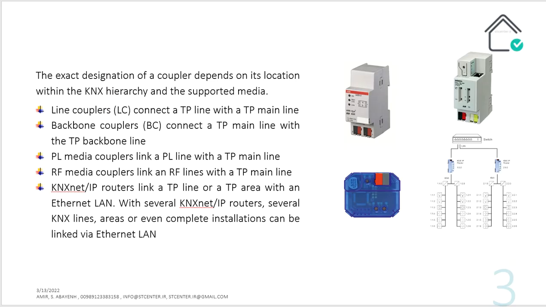So how many coupler types do we have in KNX? First of all, we have the line coupler. It means this device, where the primary side and the secondary side are connected to the twisted pair, okay? The primary side is, for example, connected to the main line and the secondary side is connected to the secondary line. So line couplers, which we call LC, connect a TP line with the TP main line.